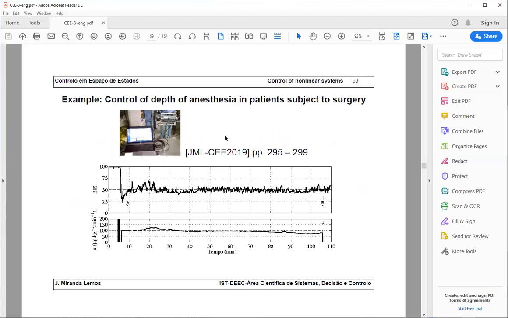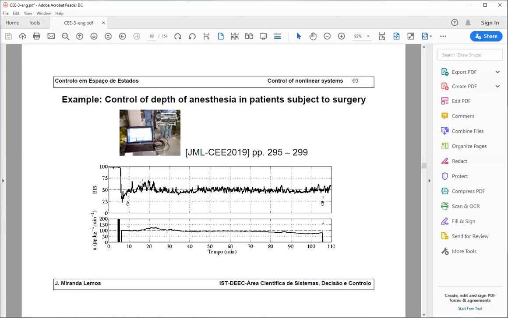So let me show you one example to illustrate this point. This example is related to the control of depth of anesthesia in patients subject to surgery. Again, you can find it in the book on control no espaço de estados, in the indicated pages.